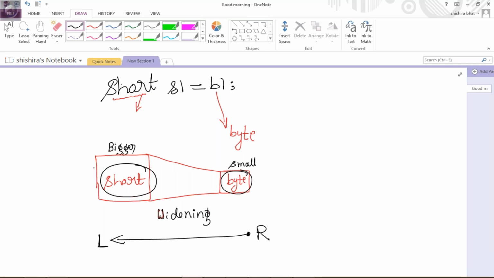That's how it works, right to left. Yes, widening means small to big. Yes.